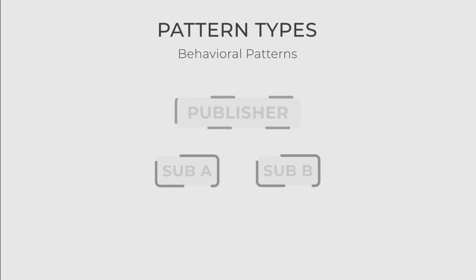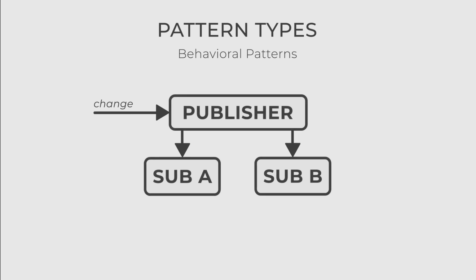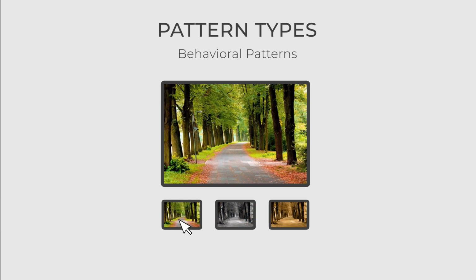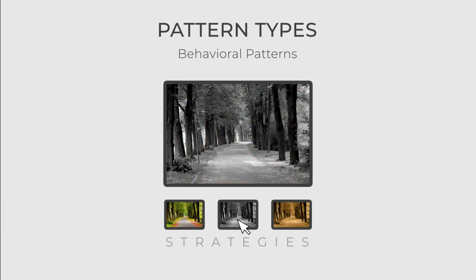Behavioral patterns are all about communication between objects, defining how they collaborate. The observer pattern lets one thing notify others about the state changes, while the strategy pattern allows you to define a family of algorithms and make them interchangeable.